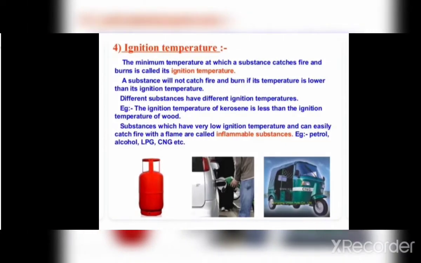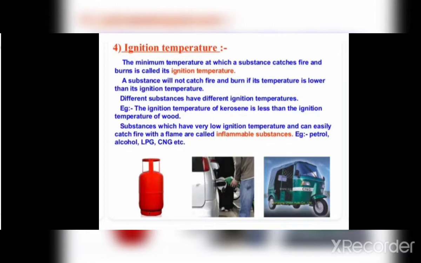Ignition temperature. It is the minimum temperature at which a substance catches fire and starts burning. A substance will not catch fire and burn if its temperature is lower than its ignition temperature. Different substances have different ignition temperatures. Example: the ignition temperature of kerosene is less than the ignition temperature of wood.